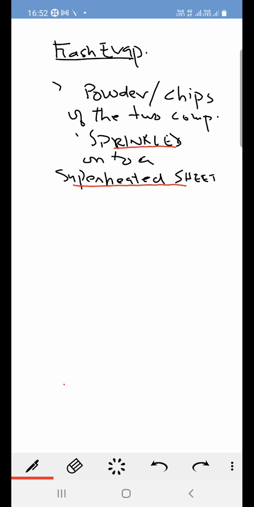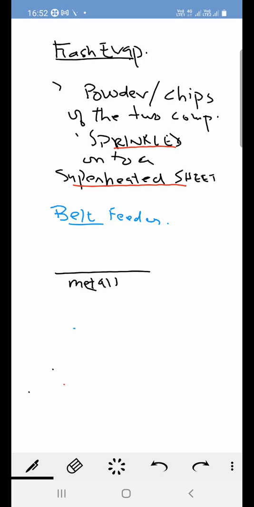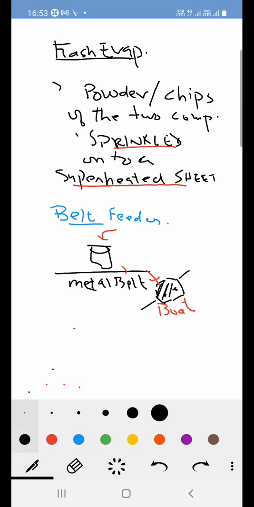Now, if you look into the different types of feeders, we have something called a belt feeder. From the name you will understand that there is a metal belt, and this is the boat, and this is the feeder. You put the material inside it, and you move the belt. At a certain point of time, the material goes inside the boat. This is the boat which is in contact with the heat source, and this boat is mainly made up of molybdenum.